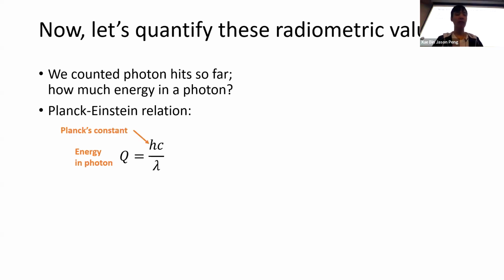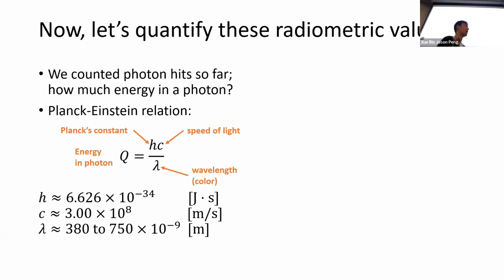First, we have the Planck constant. This is some constant value that you can look up in a textbook. And then it's multiplied by the speed of light. So the numerator here, h and c, those are constant values. And the variable that we have in this equation is the wavelength of light. So the amount of energy that a photon contains is going to depend on the particular wavelength of light of that photon.